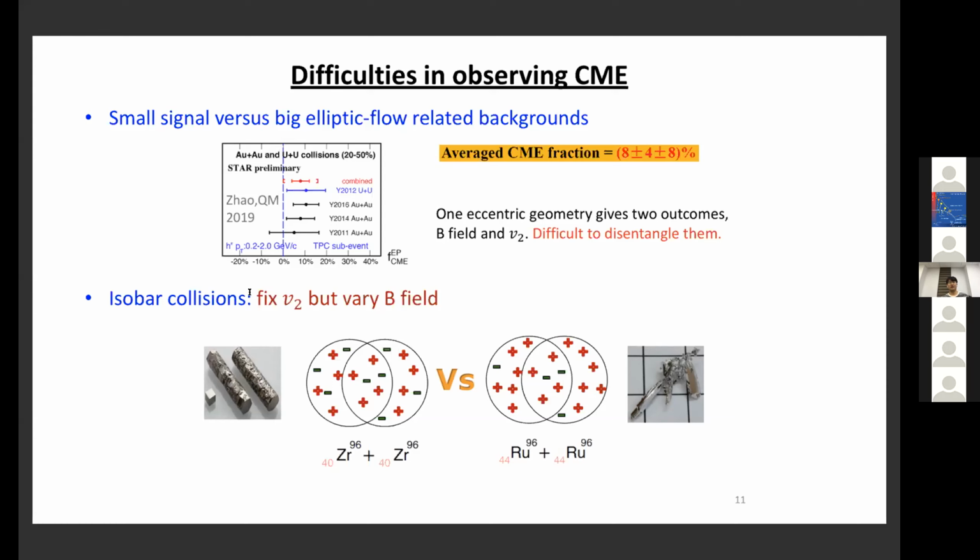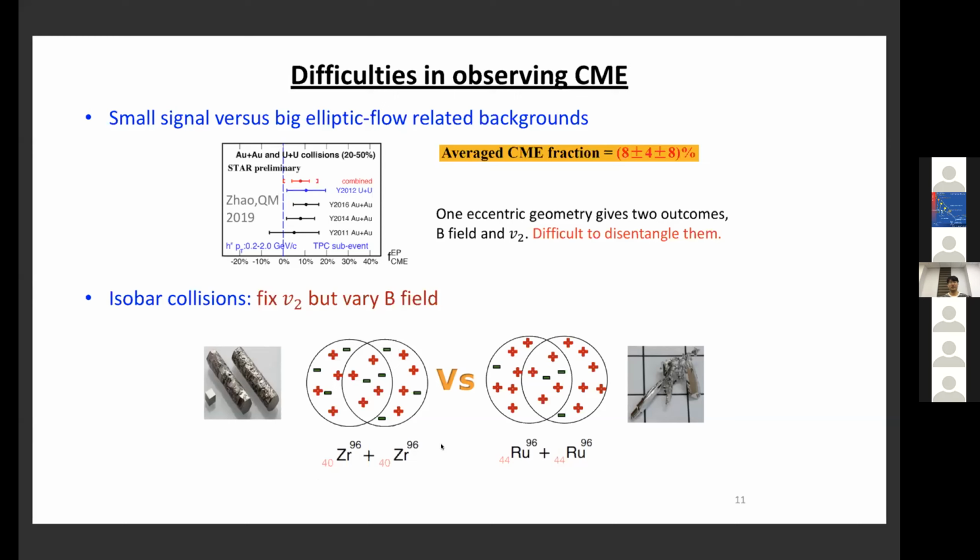So this makes it difficult to disentangle the signal from the background. And the nice idea recently the experimentalists had is to use the isobar collisions. In this case, they would collide the zirconium and ruthenium systems separately. In these two colliding systems, the geometry is roughly the same. Namely, these two nuclei have a similar atomic number, but they have different charge numbers. So they would generate a different magnetic field.